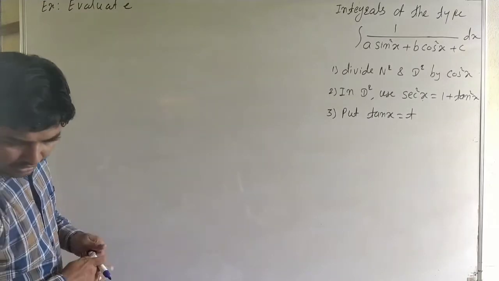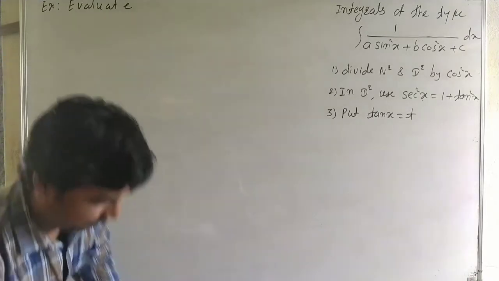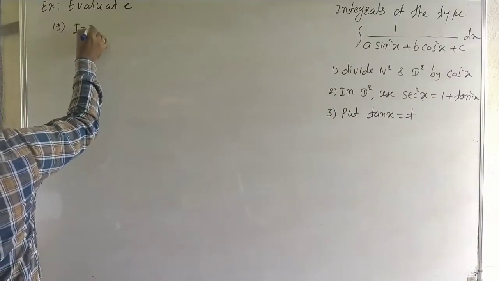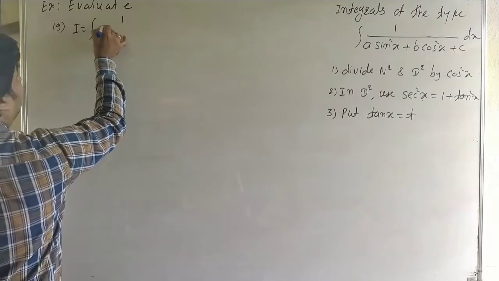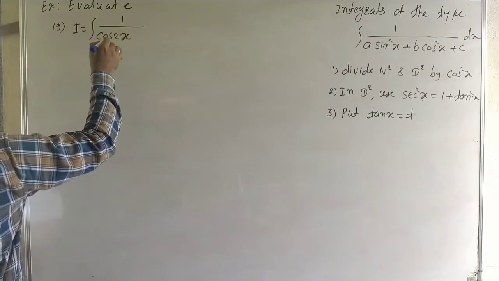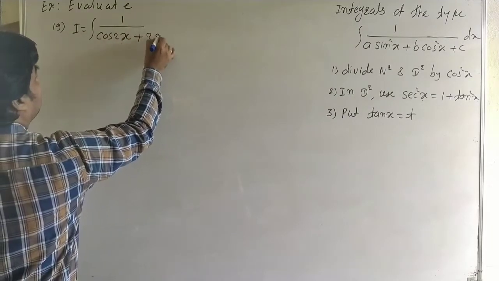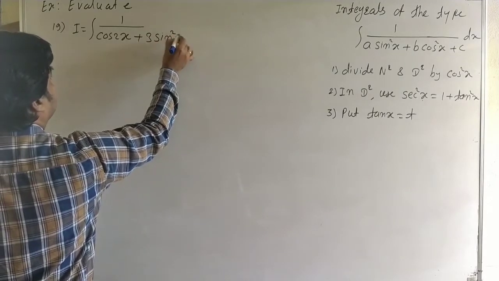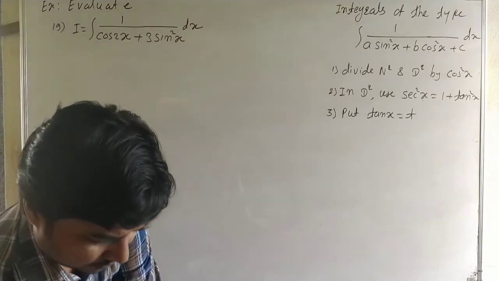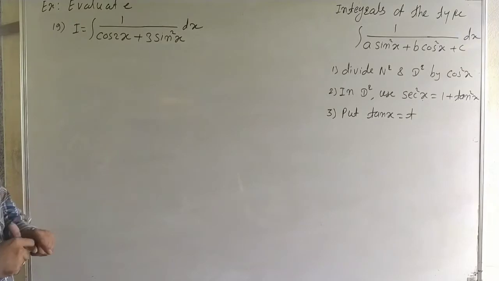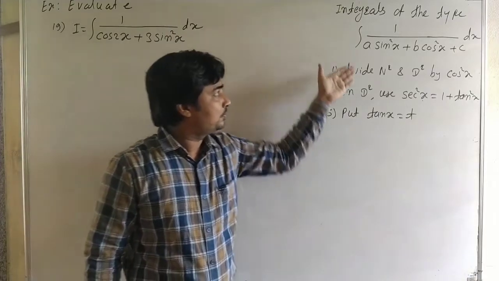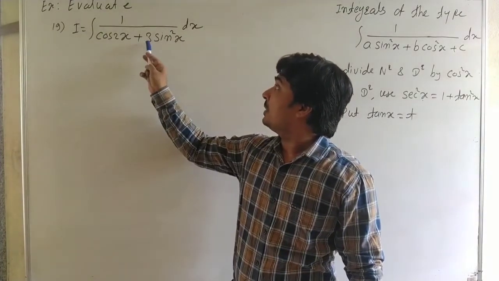Next example, it is the 19th example: integral of 1 upon cos 2x plus 3 sin square x dx. Here it is 1 upon cos 2x, it is not cos square. When it is cos square, there is a problem in this type. But here it is cos 2x plus 3 sin square x.